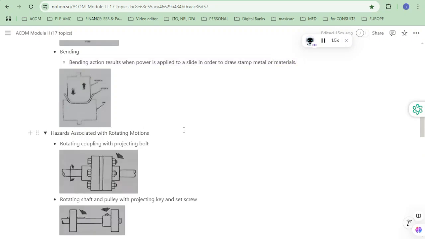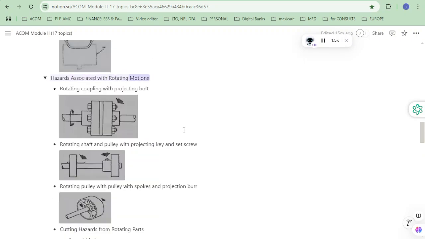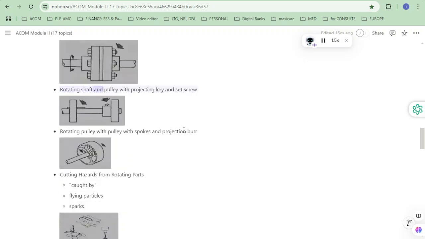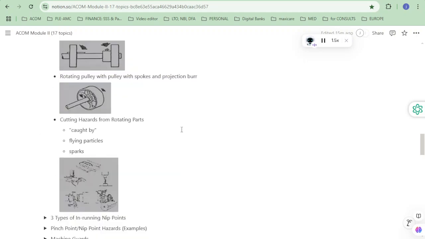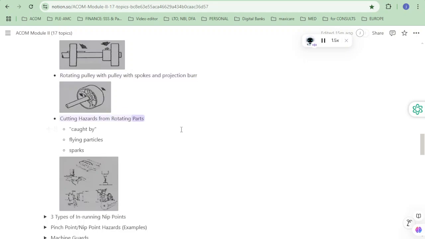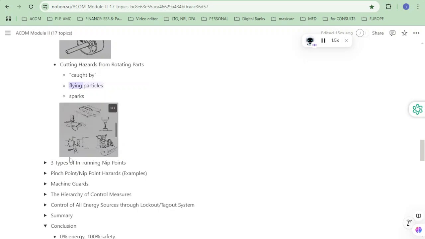Hazards associated with rotating motions. Rotating coupling with projecting bolt. Rotating shaft and pulley with projecting key and set screw. Rotating pulley with spokes and projection burr. Cutting hazards from rotating parts: caught by flying particles, sparks.